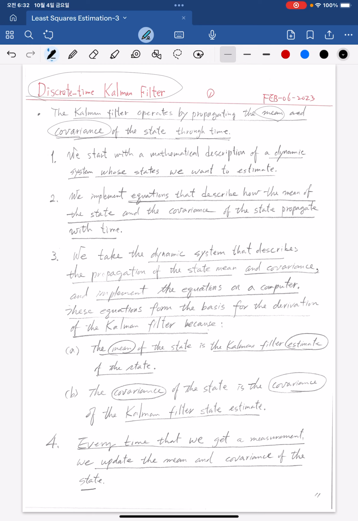We implement equations that describe how the mean of the state and the covariance of the state propagate with time. We take a dynamic system that describes the propagation of a state mean and the covariance and implement the equations on a computer. These equations form the basis for the derivation of the Kalman filter because A. The mean of a state is the Kalman filter estimate of the state. B. The covariance of the system is the covariance of a Kalman filter state estimate. Every time that we get a measurement, we update the mean and the covariance of the state.